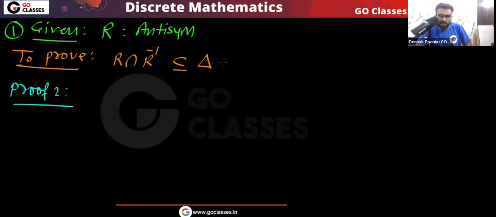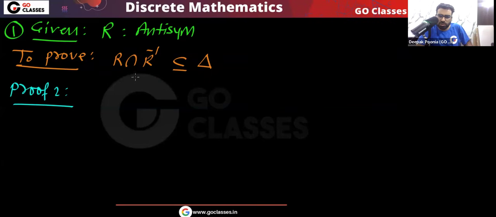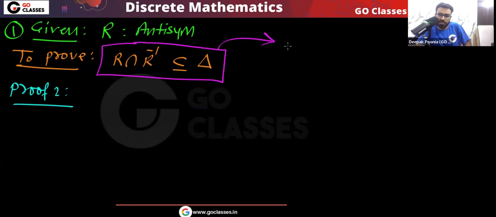You can see what we need to prove. We need to prove that R intersection R inverse is a subset of the diagonal relation. And if R intersection R inverse is a subset of the diagonal relation, what does it actually tell you? It tells you that R intersection R inverse cannot have this type of ordered pair x comma y, where x and y are different. Please understand what this actually means.